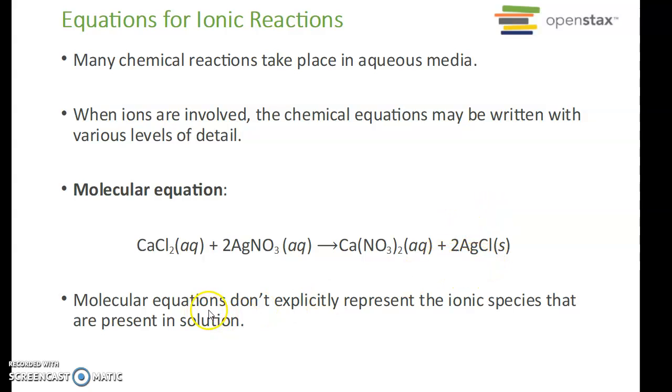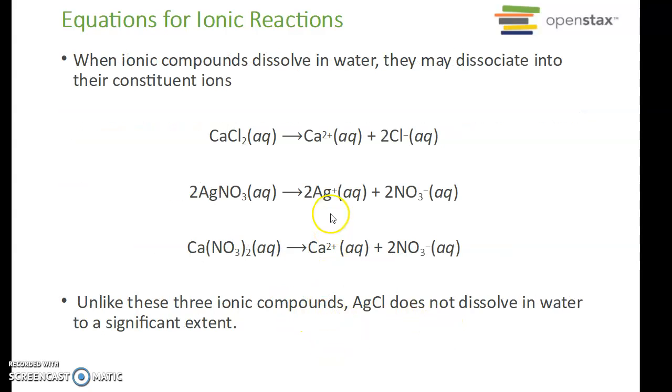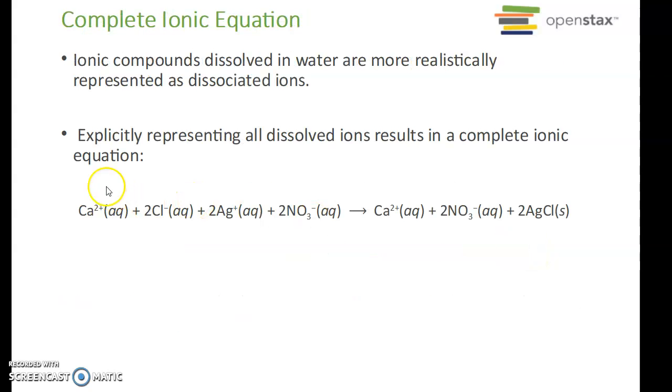Molecular equations don't explicitly represent the ionic species that are present. If you broke it down into the different constituents, it would be like this in this form right here. So you'd have 3 separate ones, and since this doesn't dissolve in water to any extent, it's just written as AgCl with an (s). Ionic compounds dissolved in water are more realistically represented as dissociated ions, and so the complete equation would then be represented as this right here.